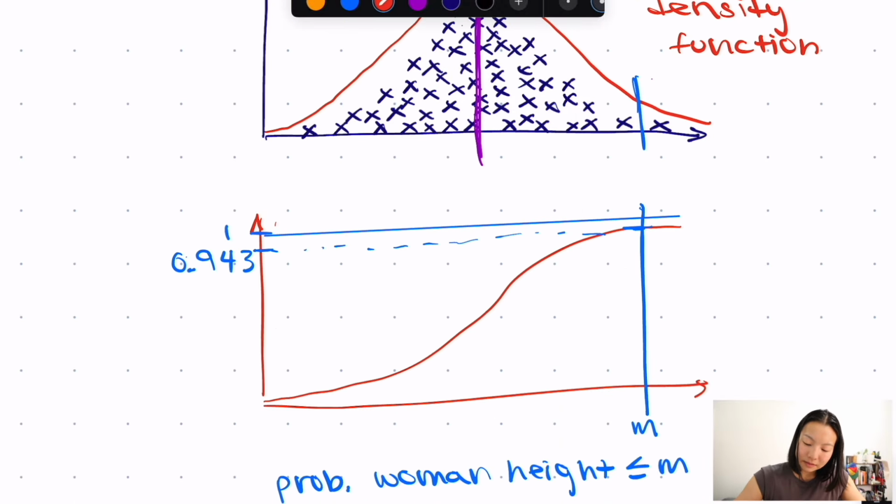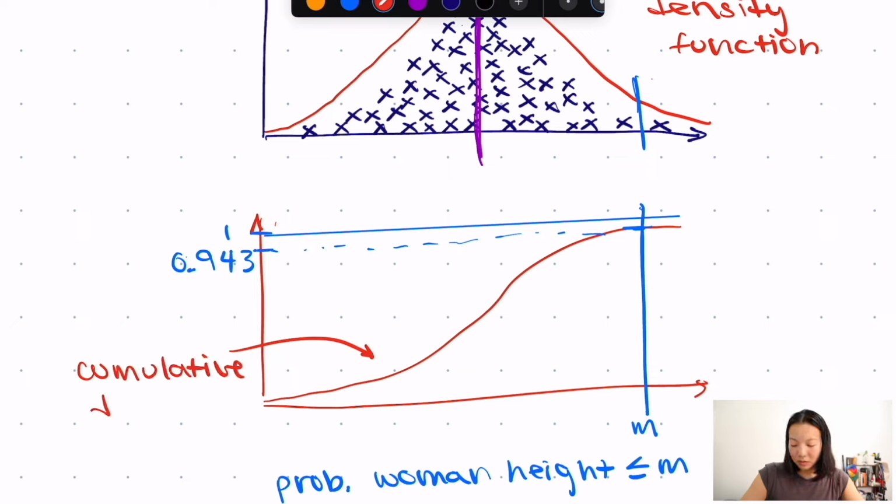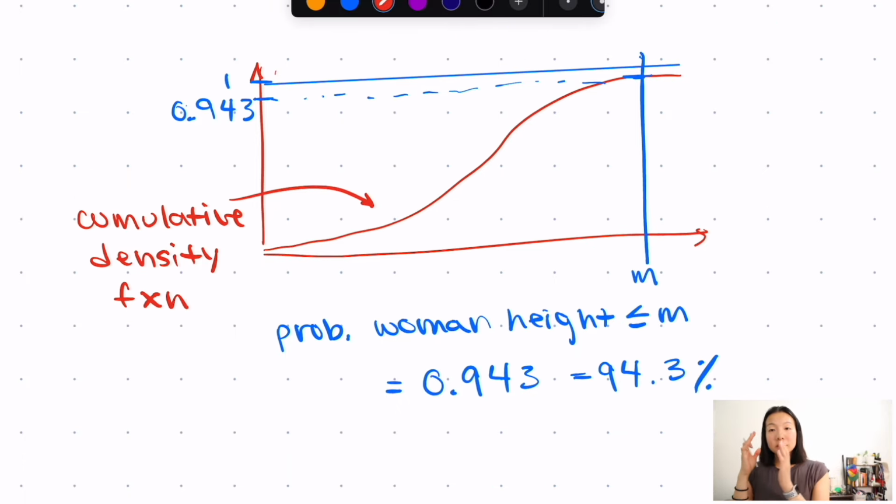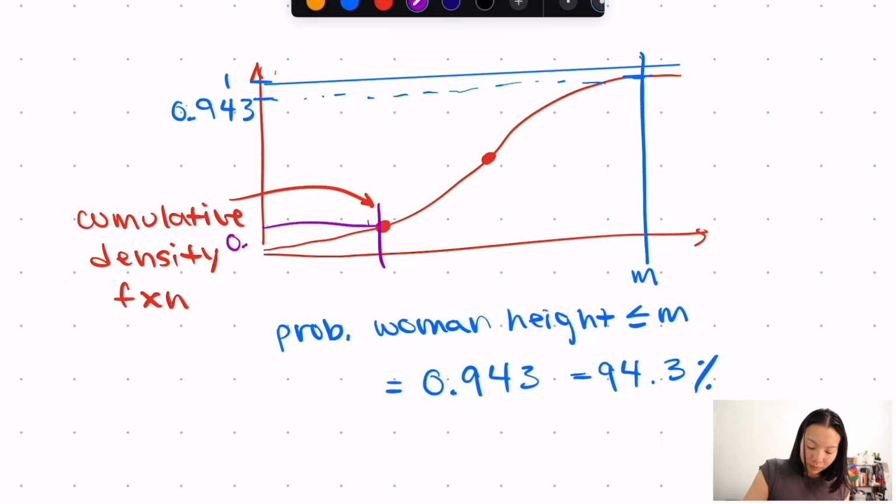So again, this is now the cumulative density function. Because we're plotting cumulatively, if it's this value or below, what is the probability of that? And that is what each point along this line represents. So a different example, this one here, this might be 0.17.